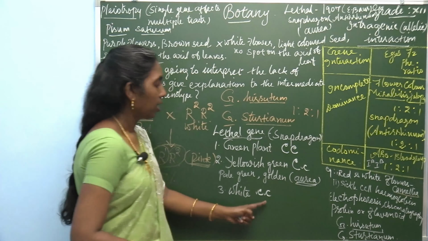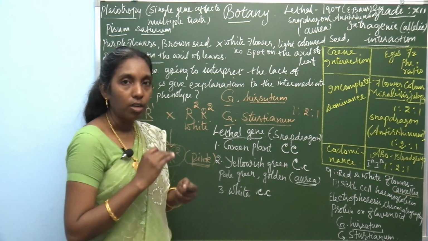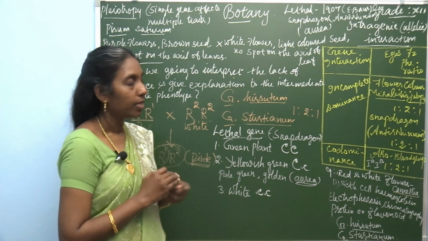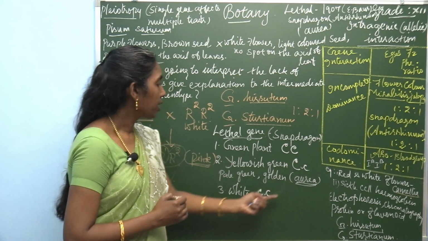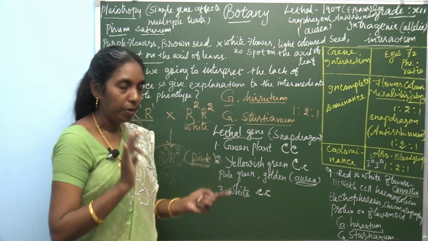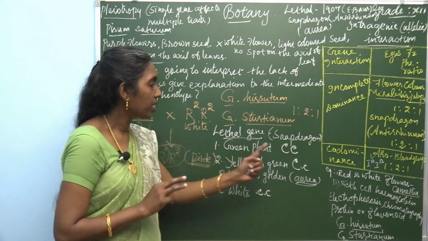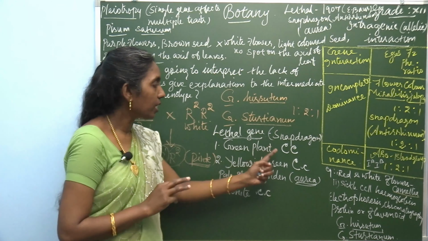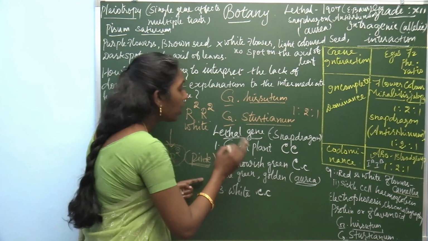So what is lethal? Lethal is the condition in which the gene leads to the death of the organism. So lethal is the potential to lead to the death of the organism or the carrier individual. This Snapdragon produces 3 different plants. There are 2 homozygous, capital C and small c. This is homozygous dominant, this is homozygous recessive, and this is the heterozygous condition.